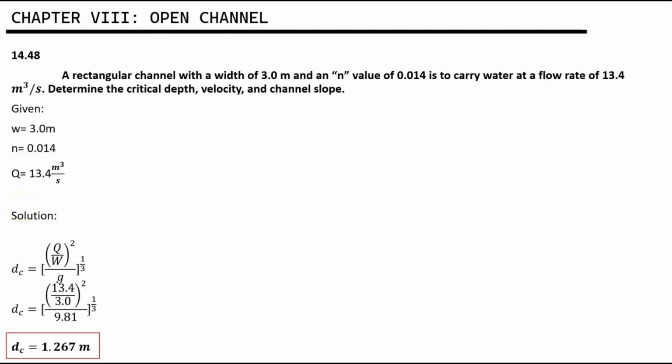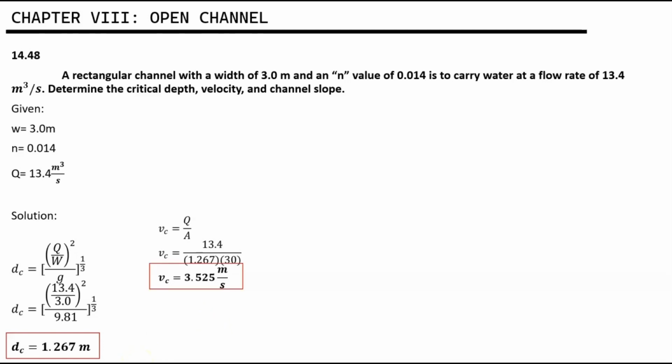Next, we need to find the value of velocity. Velocity is equal to Q over area. So 13.4 divided by 1.267 times 3.0, it is equal to V sub C, which is equal to 3.525 meters per second. So now we have the value for our velocity.